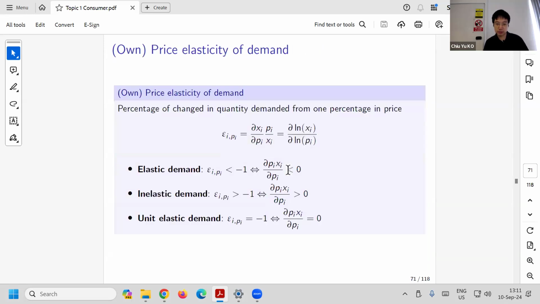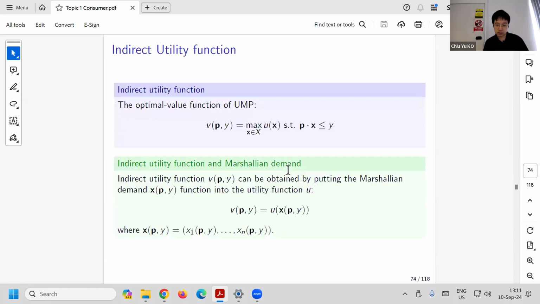Okay, I think I will skip some of the slides in the interest of time. So before the break, I talked about the last item. It's called the indirect utility function, which is actually more common when you write a model. Sometimes it's more common.